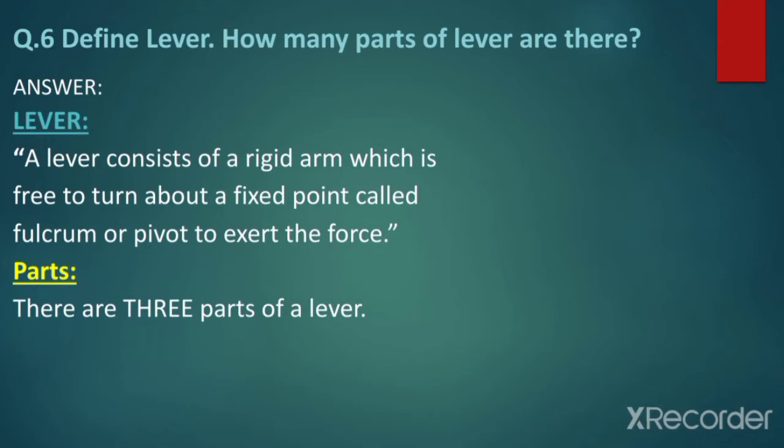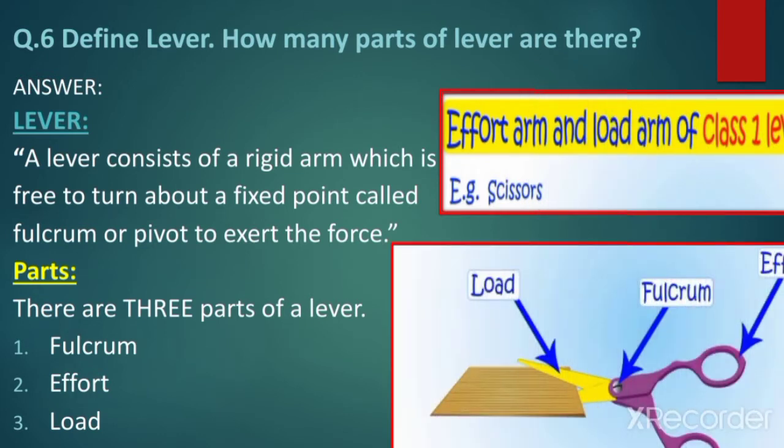Let's see how many parts a lever has. There are three parts of a lever: fulcrum, effort, and load. As you can see in the picture, suppose we have a scissor. In the center of the scissor there is the fulcrum, the effort is produced by a person, and the load is produced by the object.